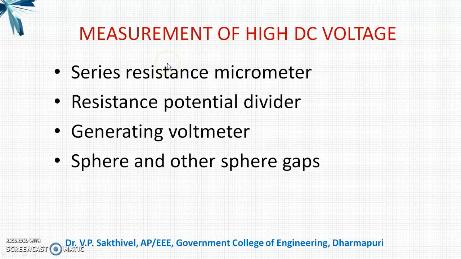First we discuss the measurement of high DC voltages. The high DC voltages can be measured with the help of series resistance microammeter. Second one is a resistance potential divider. Third one is generating voltmeter. Then finally spear gap arrangements.